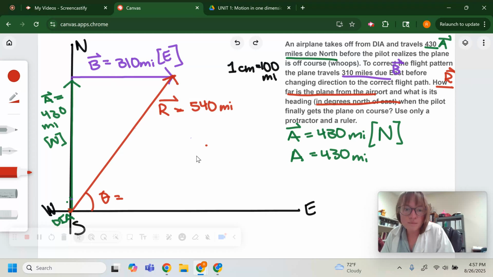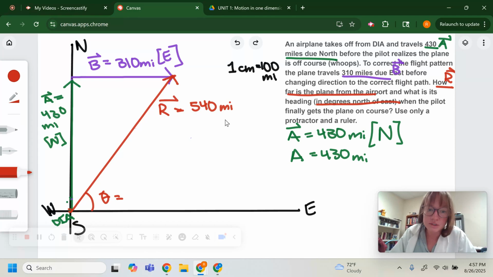When I measure this angle on my protractor from here up until here, I get just about 56 degrees for me, but it might be something different for you. So write down what it is for you. So I write down that this is 56 degrees, and I'll label theta here.